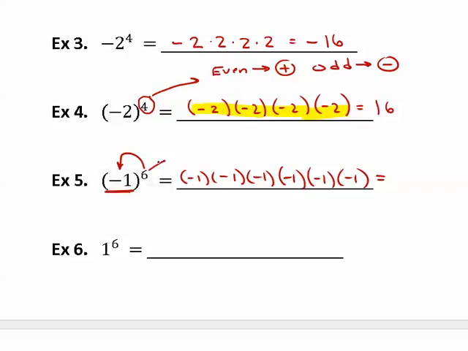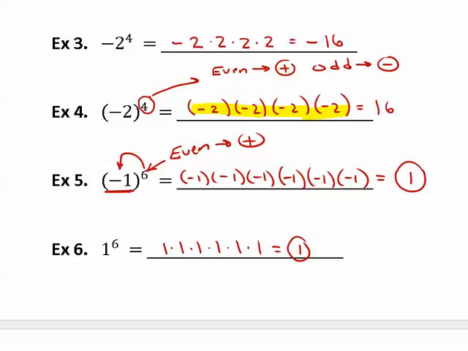6 is even. That's important. It's even, which tells us we're going to get a positive answer. So if you multiply a bunch of negative 1s together, an even number of them, you're going to get a positive 1 as a result. So 1 is the answer. Now, in number 6, there is no negative to begin with. So this just means 1 times itself 6 times. And that's just equal to 1.